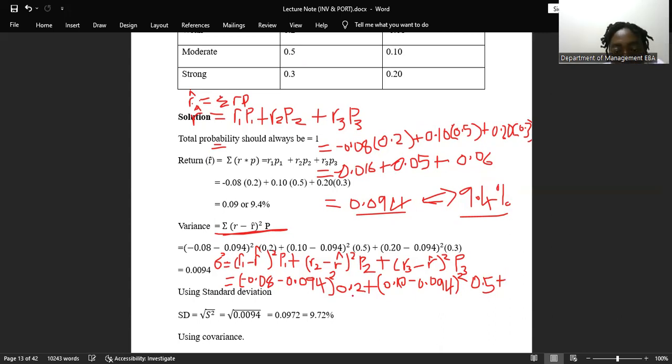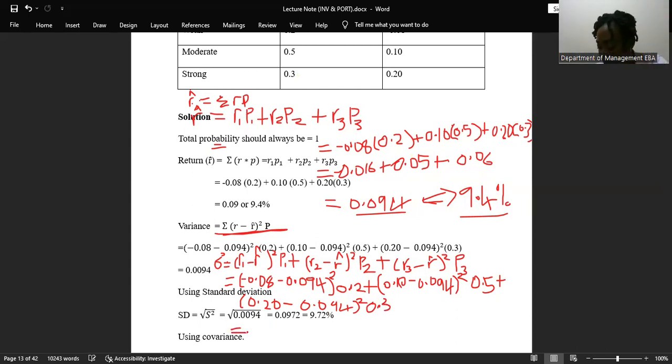Okay. So we open our brackets. We attend to the R3. What is it? 0.20 minus the expected return, which is 0.094. Correct. The probability for the third one is 0.3. So 0.3. All right, so we are continuing.